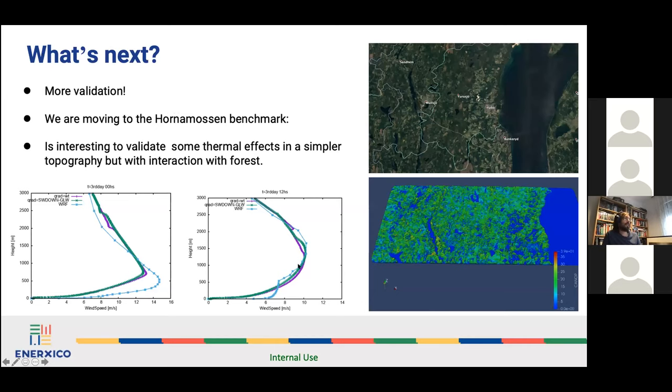Okay, what's next? We are validating on Hornamossen. This is a very interesting case because in Hornamossen the terrain is more simple, but we have a lot of forest, so we need to understand how to couple WRF and the microscale models when we have forest, and then there is canopy, and radiation effects are important. We have some preliminary results. Here I show some preliminary results for the third day of the benchmark at the night and at noon with comparison with WRF. At the moment, things look good. This is 1D, and now we are beginning to run the 3D.